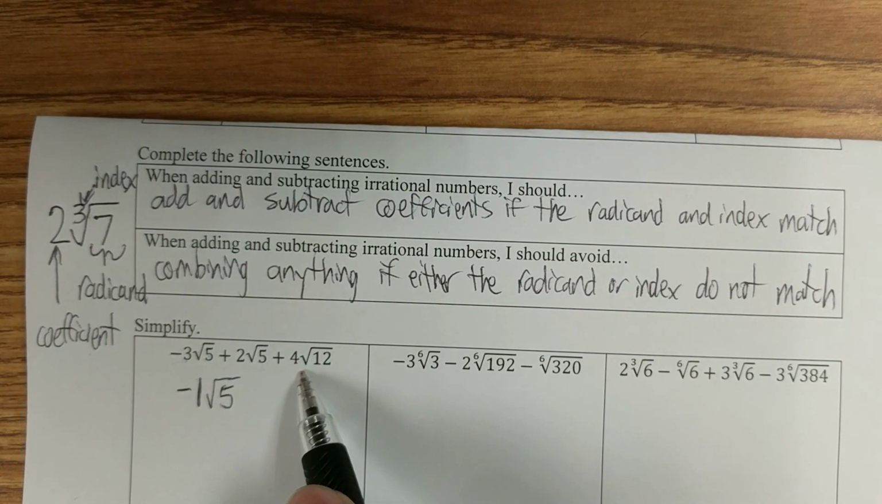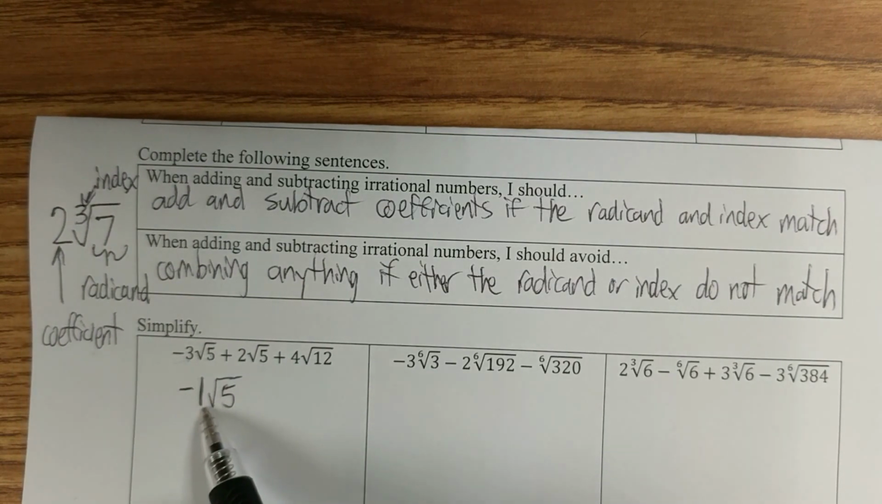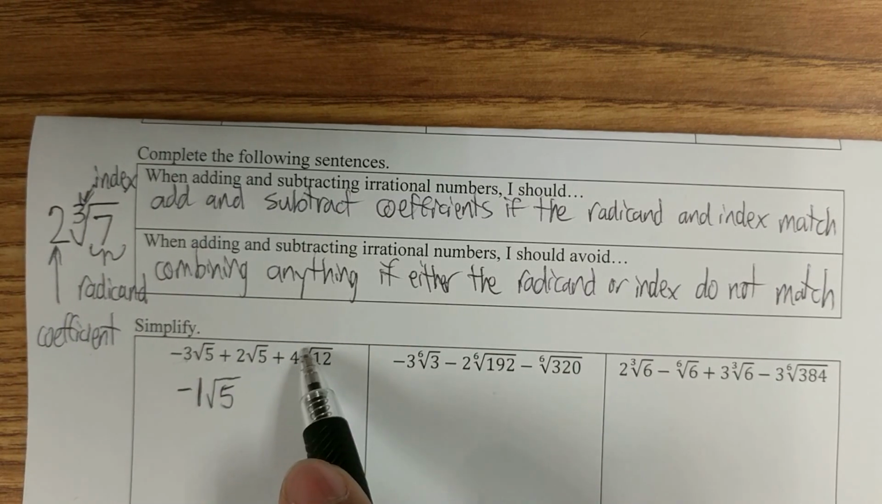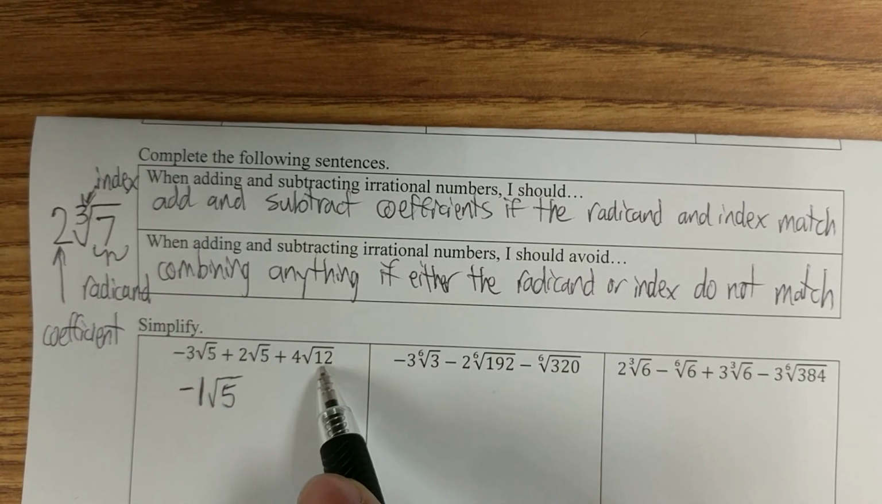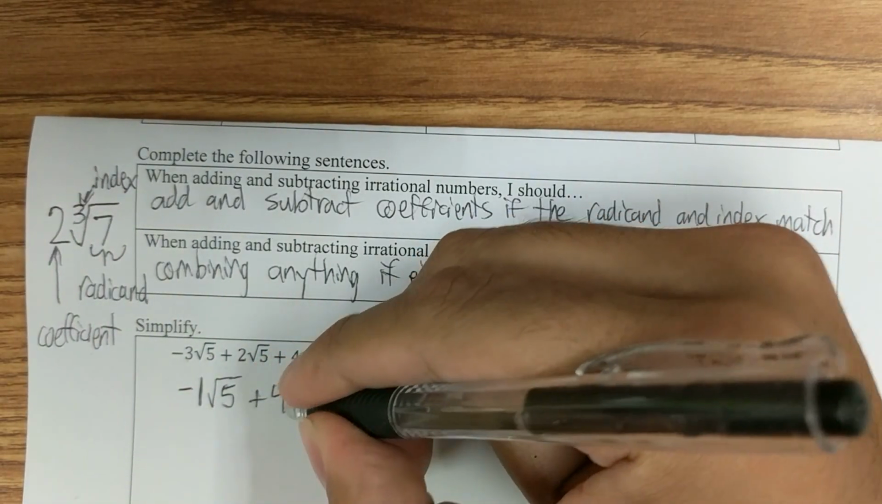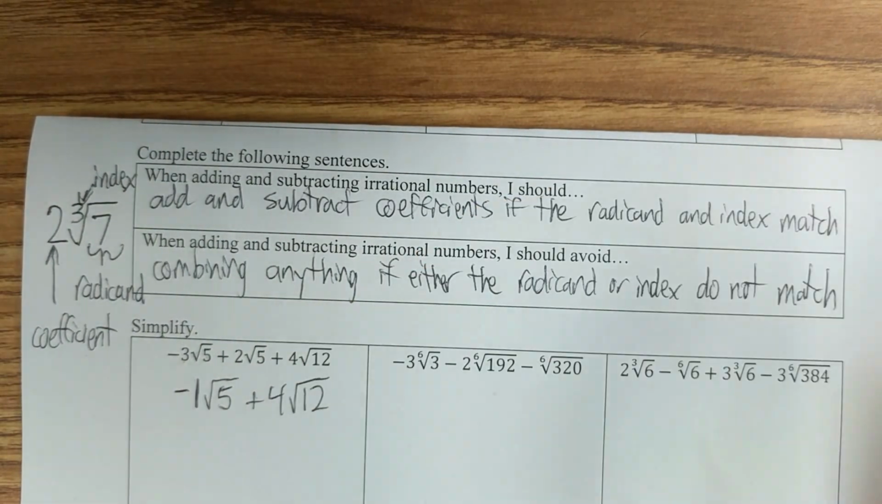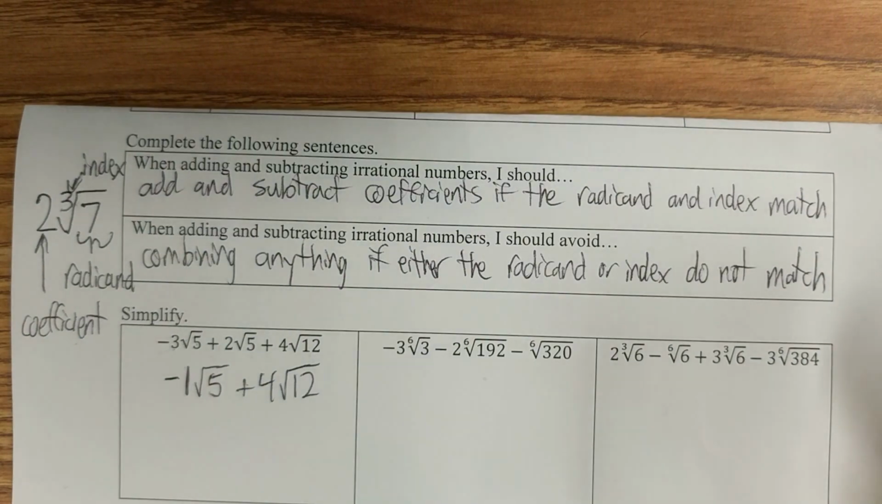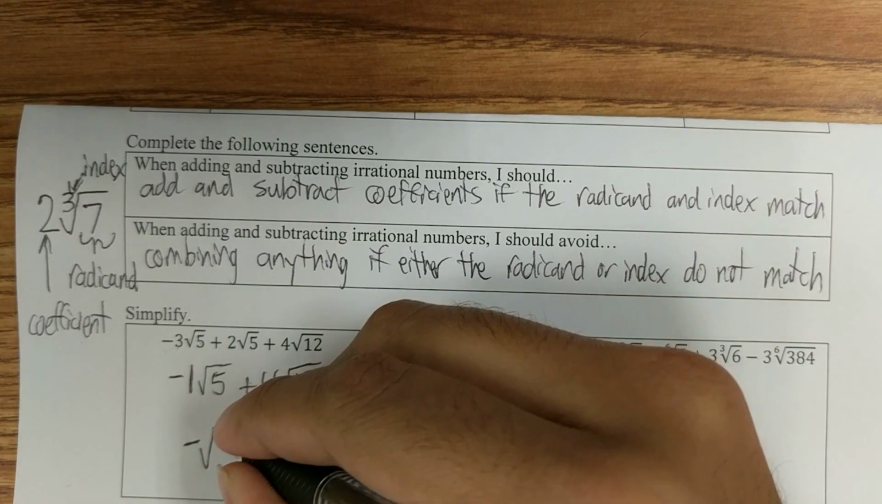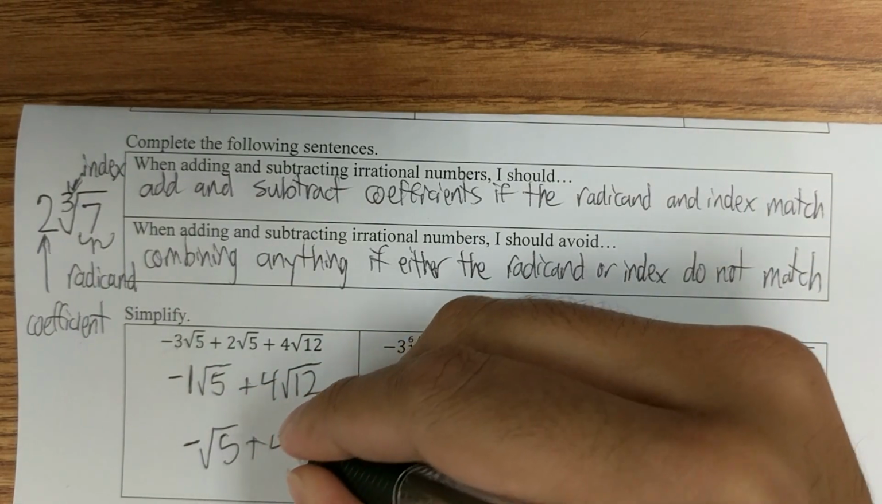Now this plus 4 radical 12 cannot combine with this, because while they both have the invisible 2 as an index, the radicand here is a 12, which does not match the radicand of 5. So this is as much as we can do. Well, of course, -1 is really just -5, radical 5.